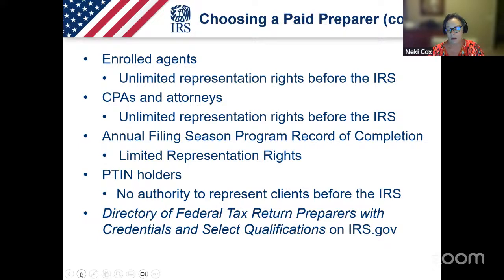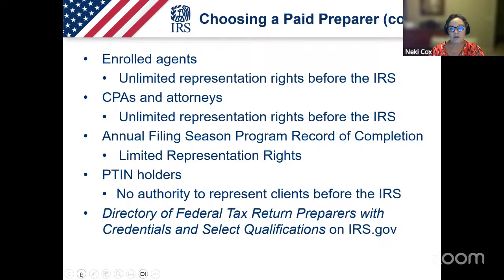And then there's something called annual filing season program participants. And this voluntary program recognizes the efforts of return preparers who generally are not attorneys, certified public accountants, or enrolled agents. So it's designed to encourage education and filing season readiness. The IRS issues an annual filing season program record of completion to these return preparers who obtain a certain number of continuing education hours in preparation for a specific tax year.